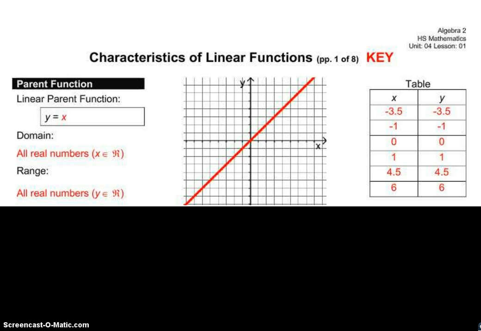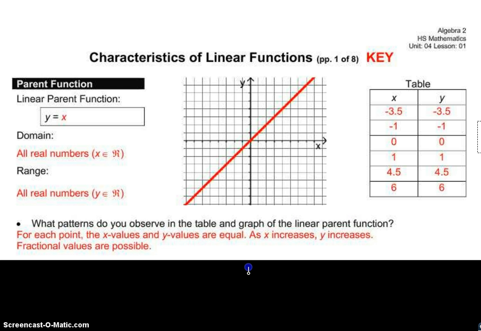So what happens as my x values increase or they get larger? So do my y values. So here under the next question, I want you to write the answer for the bullet point. Okay, it says what patterns do you observe in the table and the graph of the linear parent function? Okay, now once you copy this down, let's look at the characteristics.